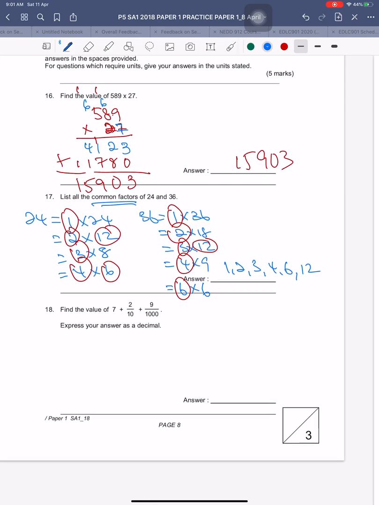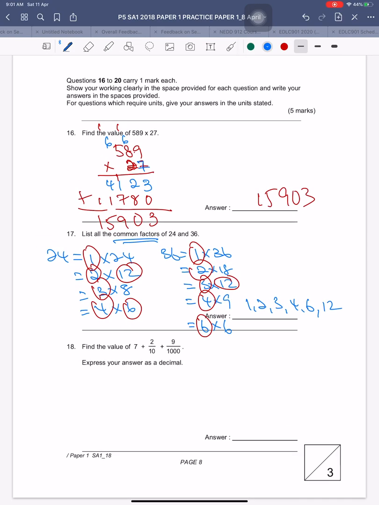Question 18. Find the value of this given to you, and they want your answer to be in decimal. So 7, 2/10 is 0.2, 9 over 1000 is 0.009. So add them up, 7.209.